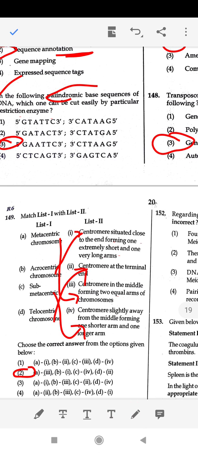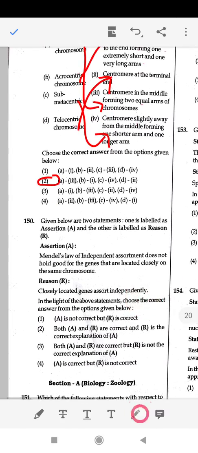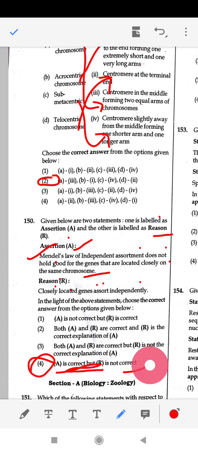Next question is, given below are two statements. One is labeled as assertion and the other is labeled as reason. Assertion is Mendel's law of independent assortment does not hold good for the genes that are located closely on the same chromosome. Reason is closely located genes assort independently. Fourth option is the right one. A is correct, but reason is not correct.